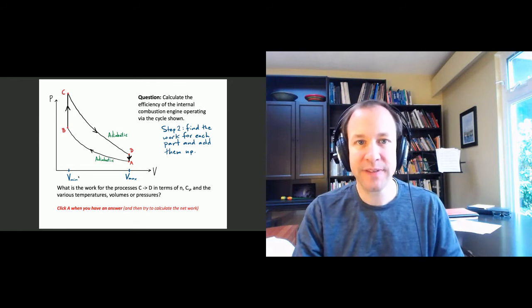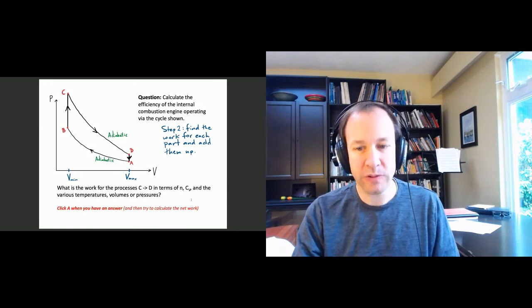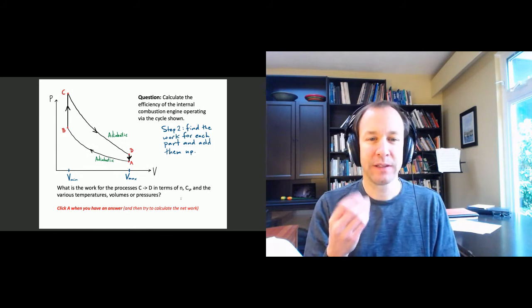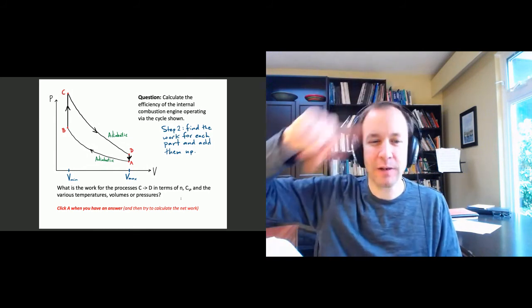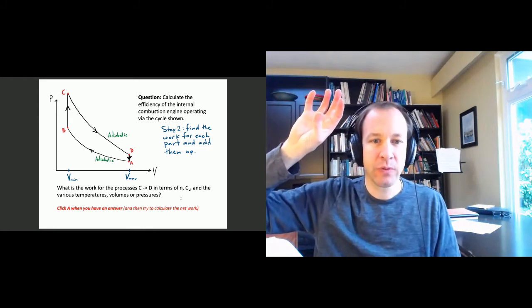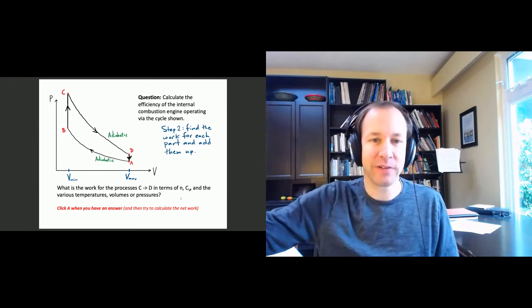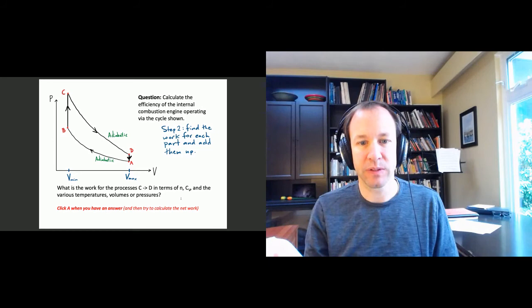So pause the video and see if you can figure out what the work is from C to D in terms of the number of moles, CV, and the various temperatures that we've calculated and the volumes and the pressures. Okay. And so the tricky part here is that it's an adiabatic process, so it's a curvy line, and we don't actually have a formula for work for an adiabatic process that I've derived. But there's actually another way to figure out the work, which is much simpler.